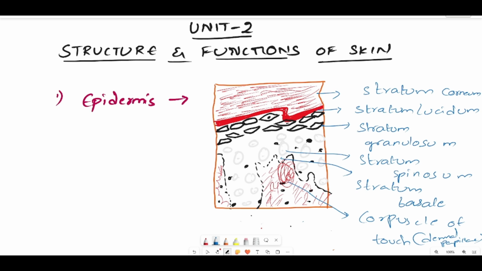The first layer is called the stratum corneum, the second layer is called the stratum lucidum, the third layer is called the stratum granulosum, and these cells we call the stratum spinosum, and the next layer is the stratum basale. There is also a part which has the dermal papillae in it, which we also call the corpuscle of touch.